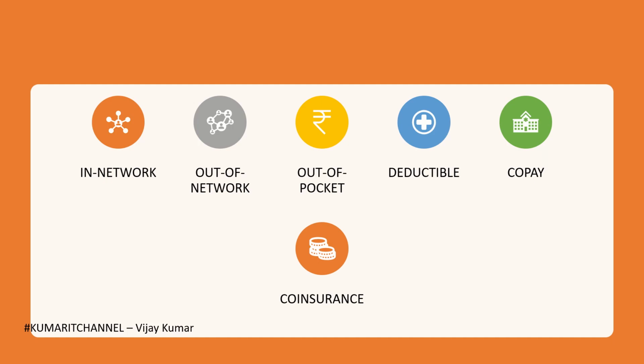Okay. And there are some other important terminologies that you may come across when you're working in the health insurance domain, like in-network, out-of-network, out-of-pocket, deductible, co-pay, and co-insurance. These are the other terminologies that you would be coming across, especially when you are taking any insurance. These are the different things we need to consider while purchasing an insurance, or if you're purchasing from an employer. So these are the important points to be noted.